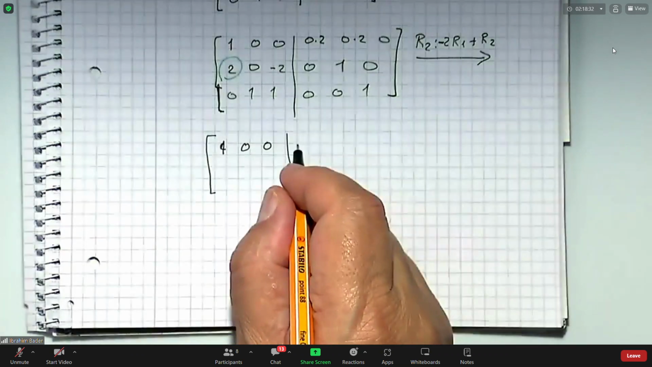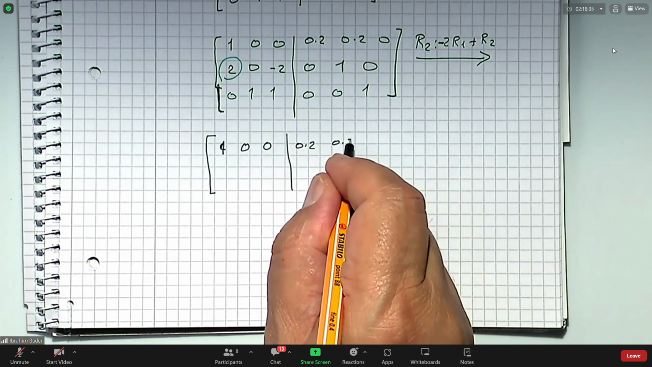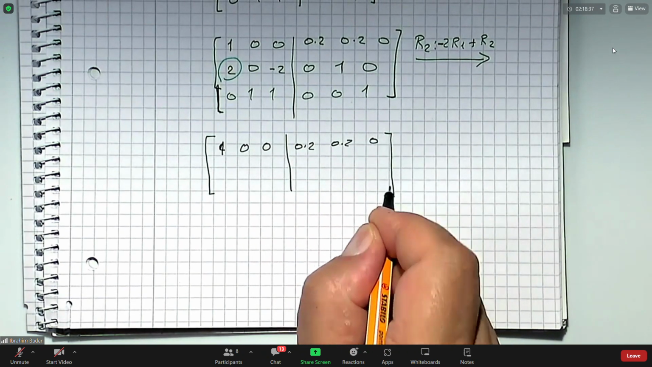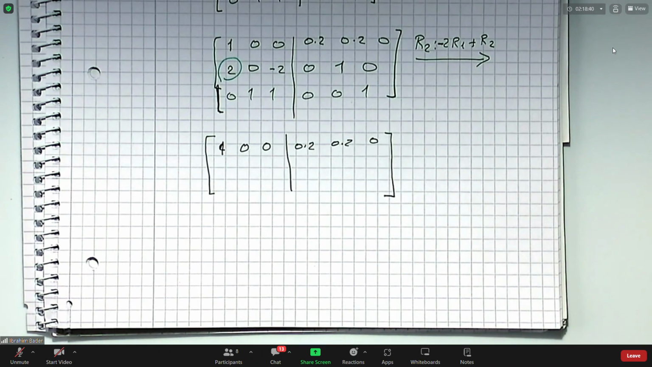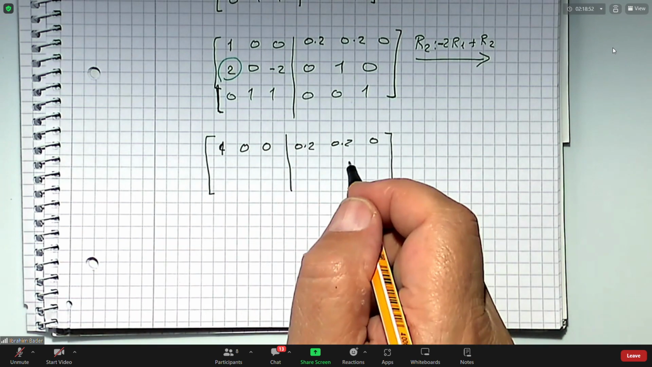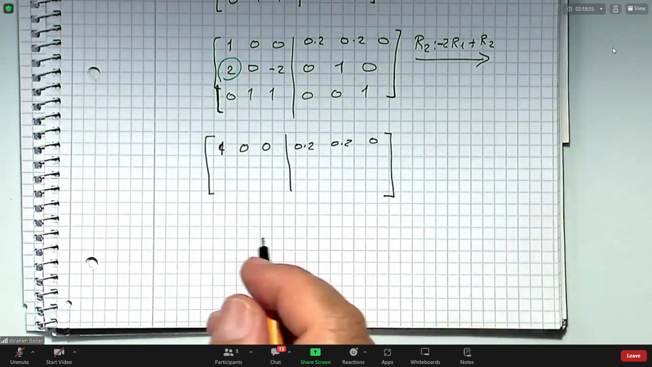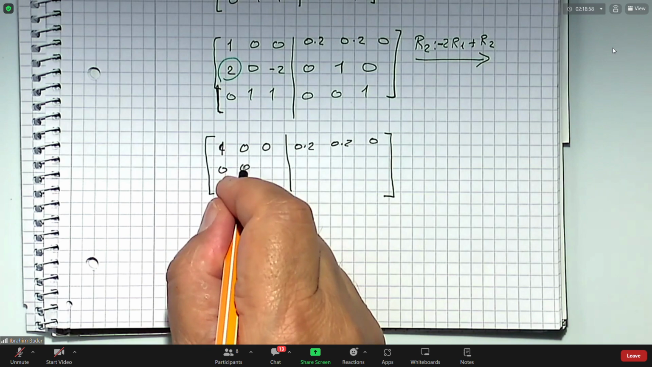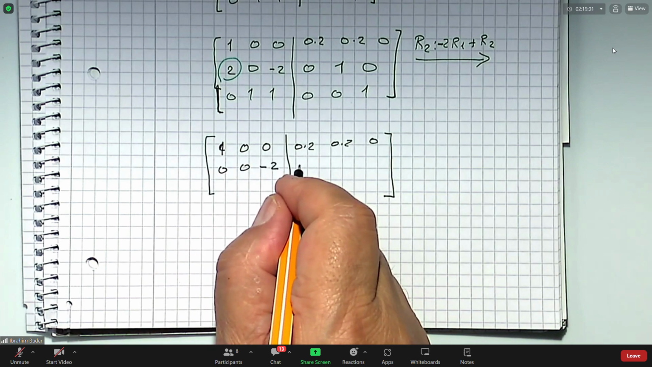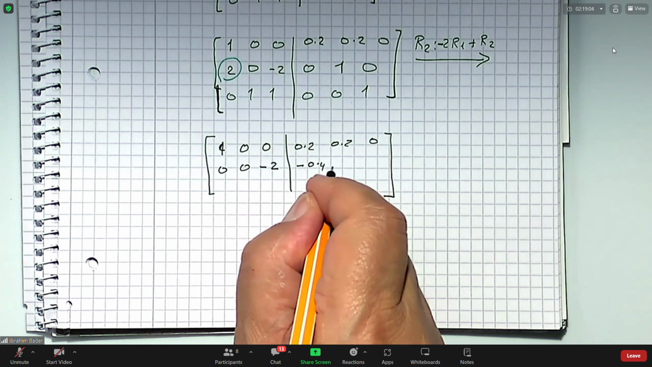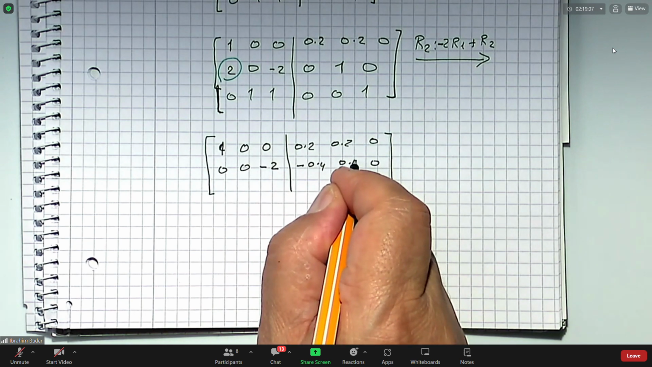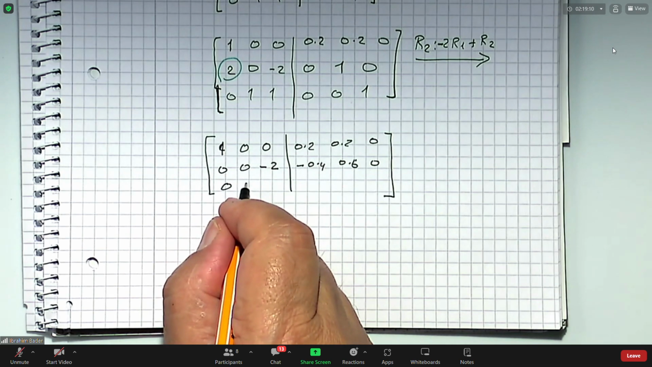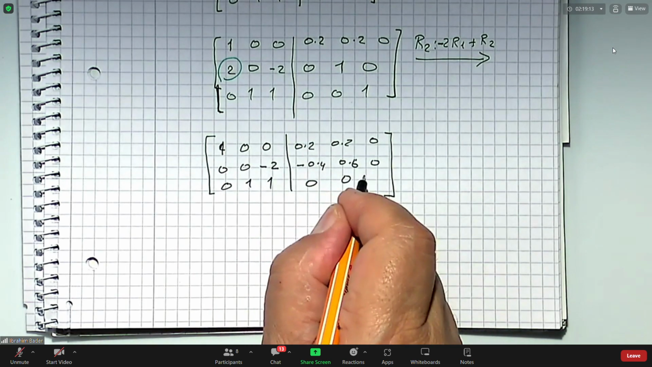And 0.2. Notice that with this operation, just like we did before, it's very sensitive. You need to just in each step ask yourself which row I am changing. And sometimes you are working on other rows, but they are not changed. Like here, we use row 1, but it's not changed. We are changing row number 2 because we are eliminating this. So here I have 0, 0, negative 2. Then I got here negative 0.4, 0.6, and 0. And here down 0, 1, 1, 0, 0, 1.